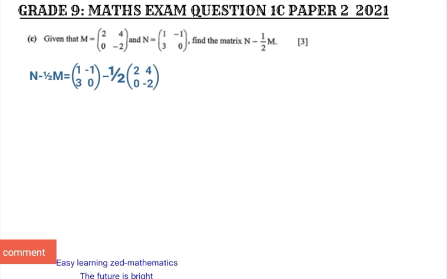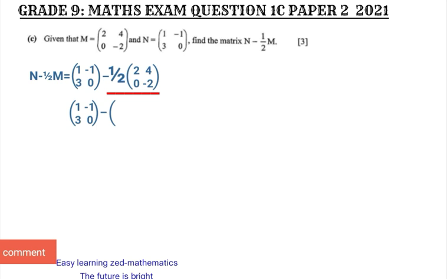Once we have done that, the next thing I'm going to do is evaluate 1 over 2 times matrix M, the one I've underlined. I'm going to evaluate that first. So I'm going to rewrite matrix N, which is (1, negative 1, 3, 0), minus, open bracket. Here I'm going to multiply each element in matrix M by 1 over 2.